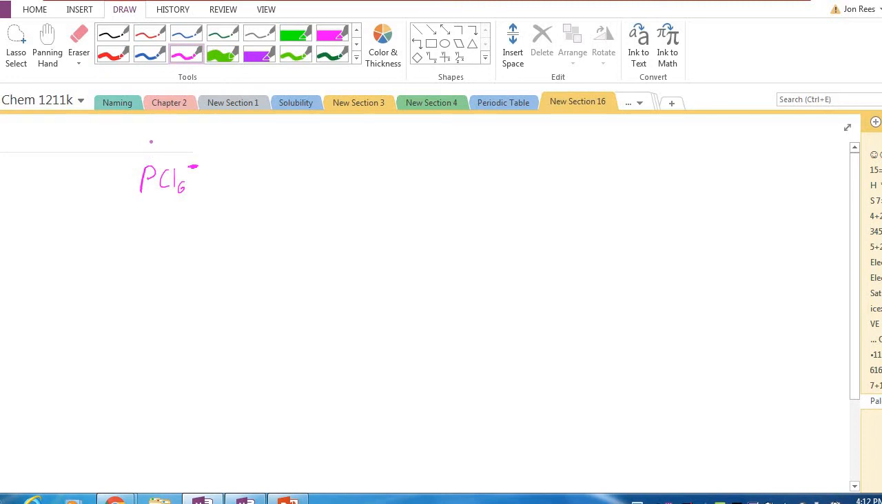So we do valence electrons first. Phosphorus has 5 valence electrons. The chlorine has 7 valence electrons, times 6 of those. So there's 42 that we have to account for, plus that electron to form the minus charge, plus 1. And so I have to account for 48 electrons in the PCl6 anion. Let's go ahead and draw those. Chlorine, chlorine, chlorine, chlorine, 5 and 6.